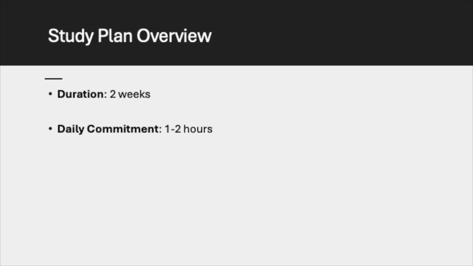The study plan actually goes over 2 weeks, and the daily commitment required is 1 to 2 hours depending on your skill level and expertise. If you've used Power Apps quite a lot, it might be a piece of cake for you, but if you are new to it, it's going to take you at least 2 hours every day for the next 2 weeks to prepare well for this particular exam.